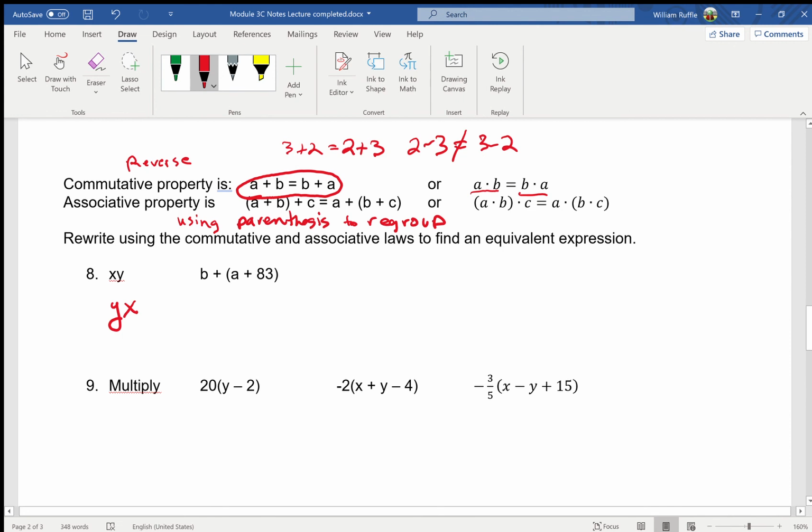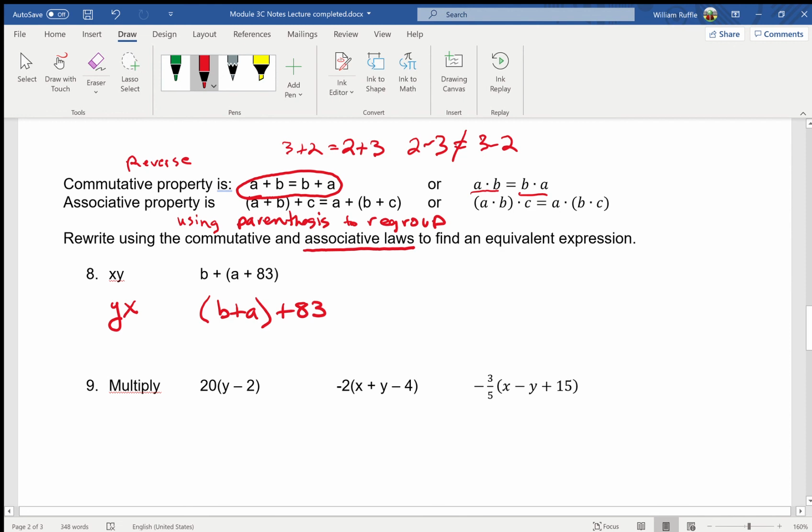Now, associative laws in this one, this is the one with parentheses because there are parentheses. So what I need to do is I just need to regroup. So I'm just going to put b plus a in parentheses plus 83. Now, that is only using associative laws. If I were to use commutative, then I could reverse some of these things and do a whole lot of other different things. They have some questions in the homework where you have to use both at the same time.